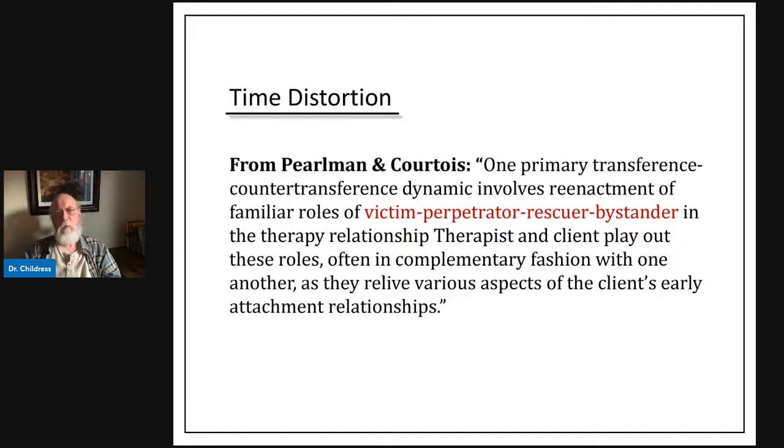From Perlman and Cortese again, one primary transference-countertransference dynamic. So they're transferring trauma and we're responding to their narrative. Our countertransference dynamic involves reenactment of familiar roles of victim, perpetrator, rescuer, bystander. So those are your classic four roles in the trauma reenactment. Trauma people, we know this. We know there are these roles to the trauma. We know there's a bystander role to the trauma.